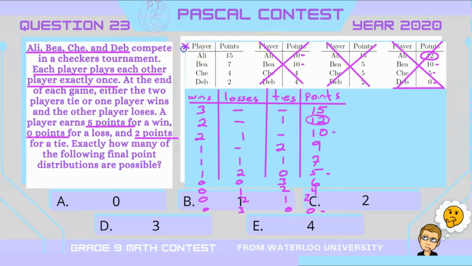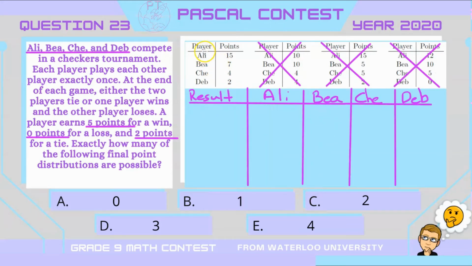Alright, so we're left with this 1st game. Now looking at it, it looks certainly possible. So let's create another chart to see how this would work. Alright, so let's start with Ali. Ali has 15 points. That means Ali won all of their matches. So Ali versus Bia, Ali got 5 points and Bia got 0 points. We have A versus C. Again, 5 and 0. And A versus D. Again, 5 and 0.